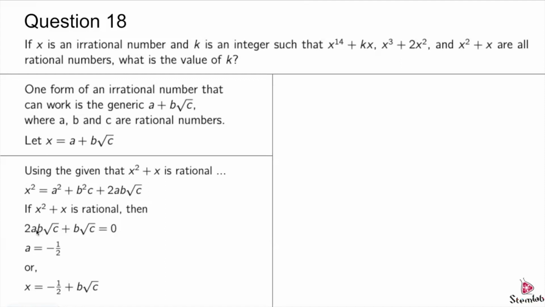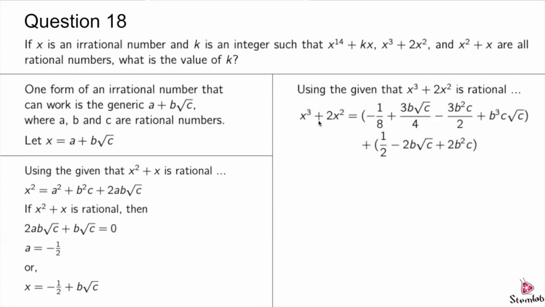Okay? Since we know that a, b, and c are rational numbers that are not 0, right? Then we can cancel. The b root c, we can divide both sides by b root c and end up with a is equal to negative a half. Or one form of the expression becomes x is equal to negative a half plus b root c. Okay, so now let's use x cubed plus 2x squared to hopefully find b root c.